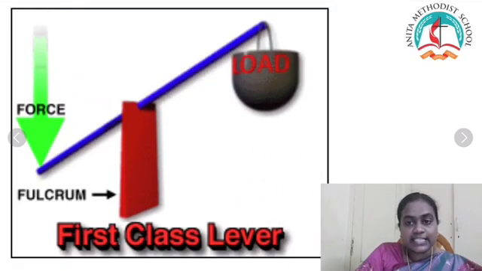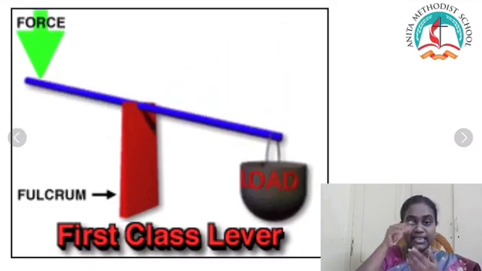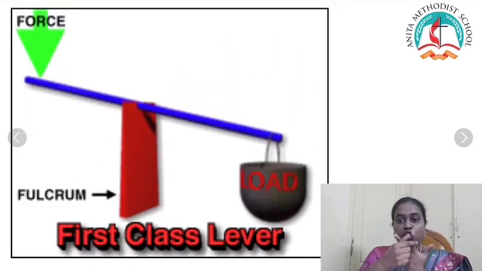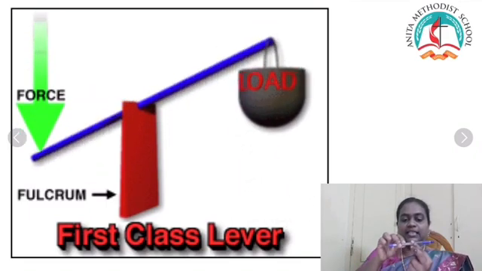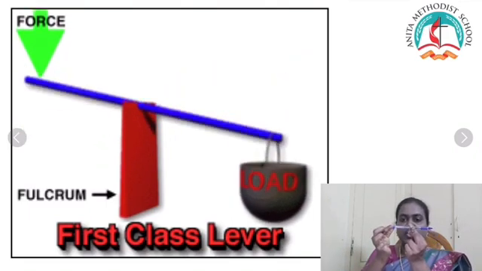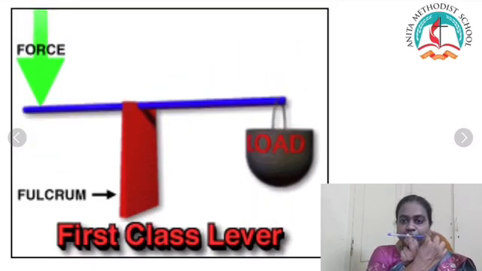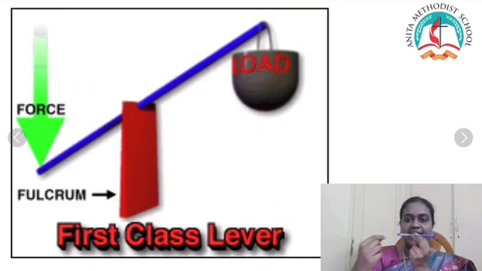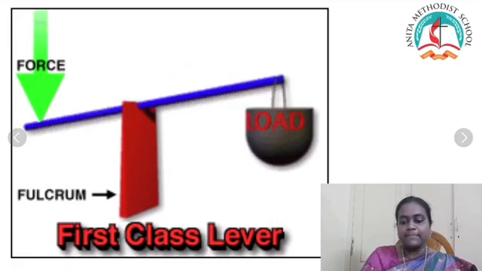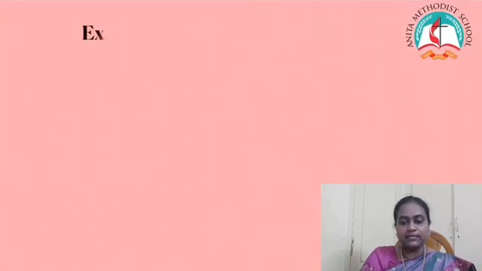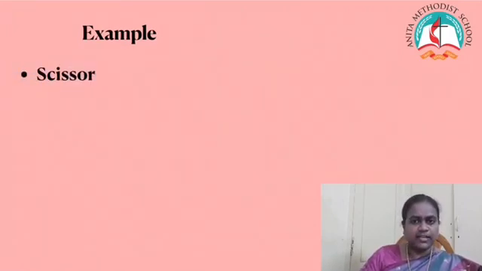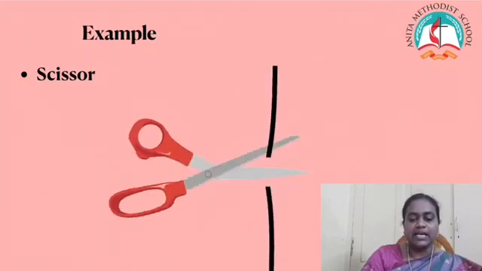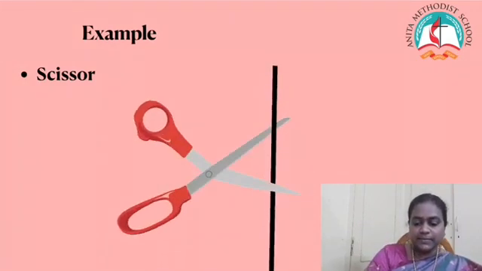In the first class lever, the fulcrum is in the middle, and the load and the force are on either side and they make movements, okay? For example, scissors. The scissors is in your house, right? See here, scissors.